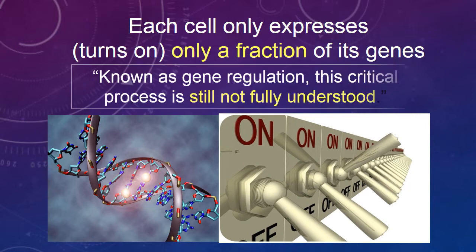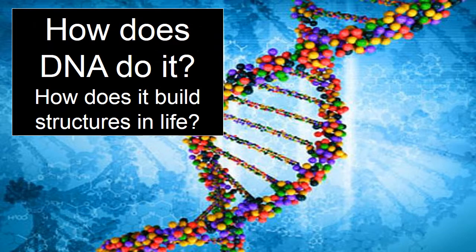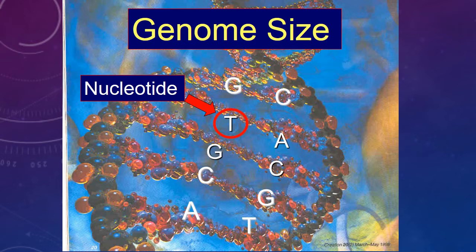And this is known as gene regulation, and as the scientists have said, this critical process is still not fully understood. So the question is, how does the DNA do it? We still haven't explained that. How does it build all of these different structures in life of different organisms and different levels of complexity? Well, I'm going to talk about the size of your library, the genome.